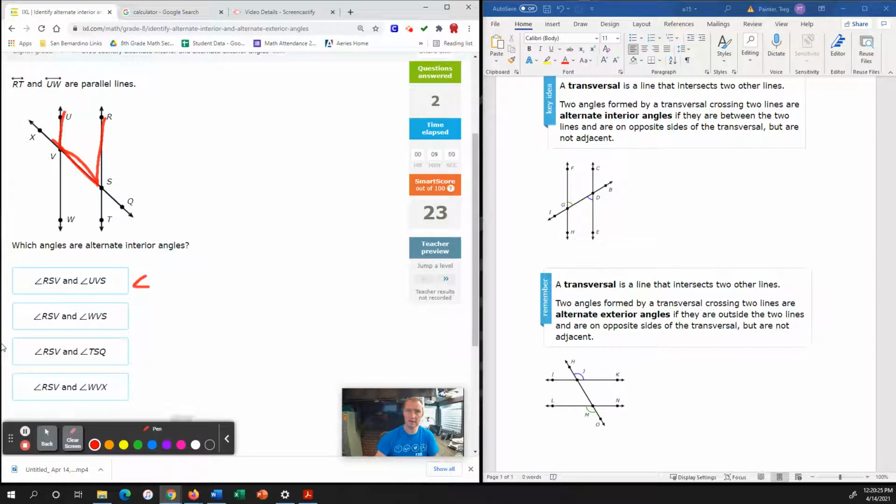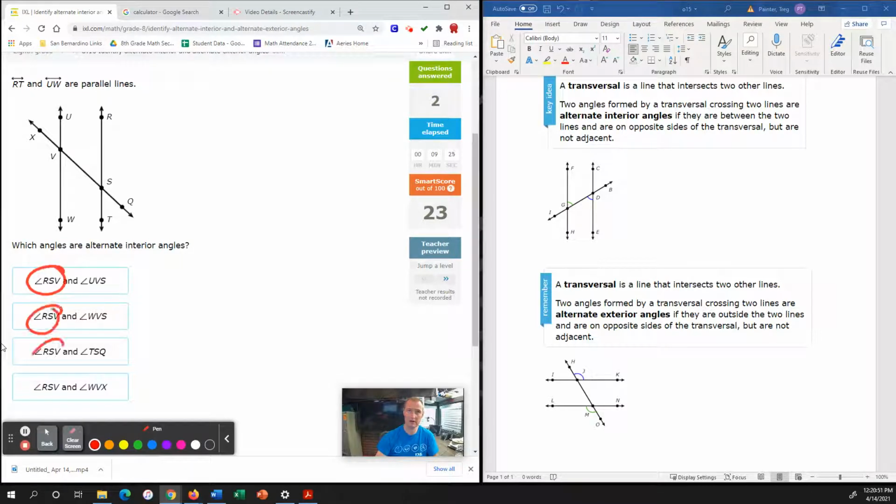Now, as I take a look at this problem here, I want to make a distinction: every single one of these starts with the same angle, RSV. So instead of trying to compare each one separately, I'm just going to go ahead and clear the board and find the one that should match RSV, because it should be one of these four here. So again, they're all RSV.